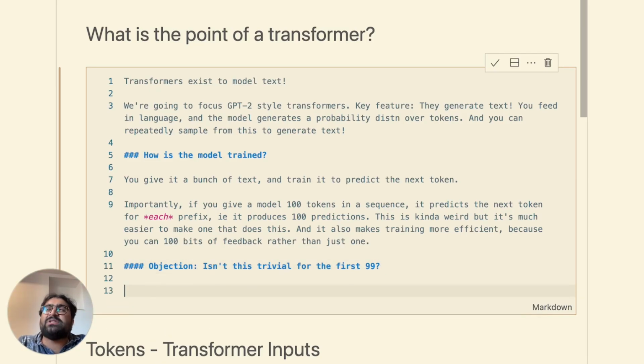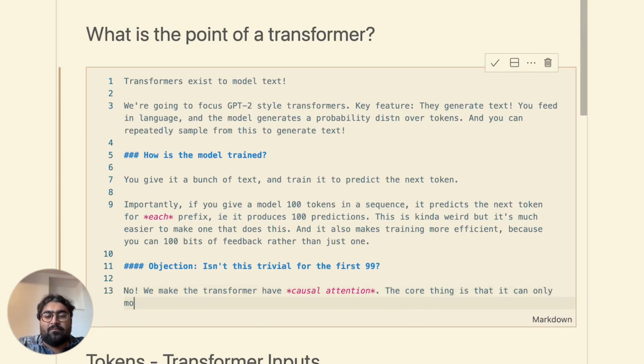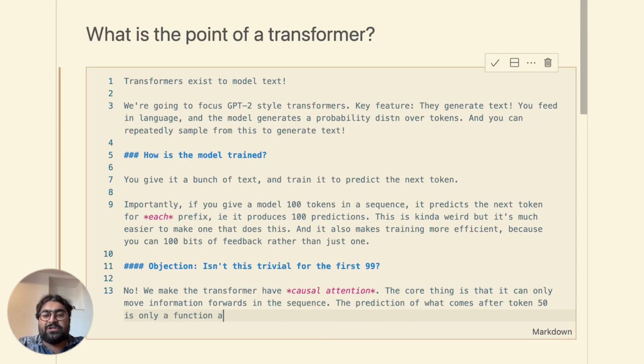And the reason it's not trivial is we make the transformer have causal attention. I'll get to exactly what this means later, but the core thing is that it can only move information forwards in the sequence. The prediction of what comes after token 50 is only a function of the first 50 tokens, not of token 51. And we will later see exactly how this works.